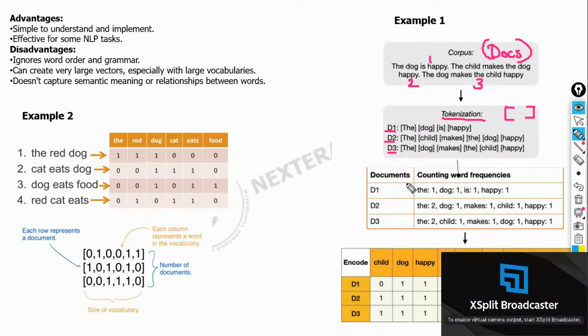So in document 1, the is the word and the count is 1. Dog is the word and the count is 1. Is is the word and the count is 1. Happy is the word and the count is 1. I hope it's making sense because it is not a complicated topic, right? It's a very simple topic. Converting text to vector representation is called bag of words.